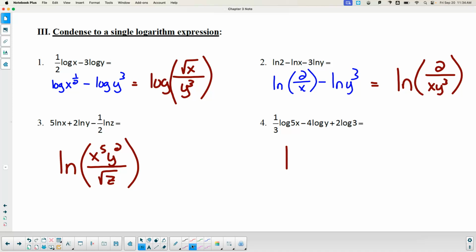This one we would have the log of the 3rd root of 5x on the top. We would have y to the 4th on the bottom because it's being subtracted. And we'd have 3 squared, which is 9 on the top. So I'm going to throw a 9 out in front there.